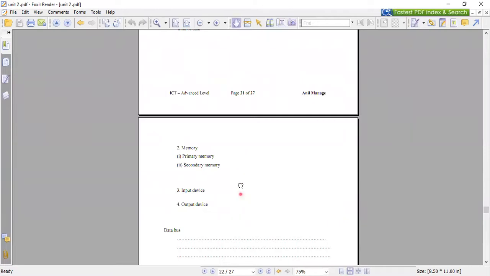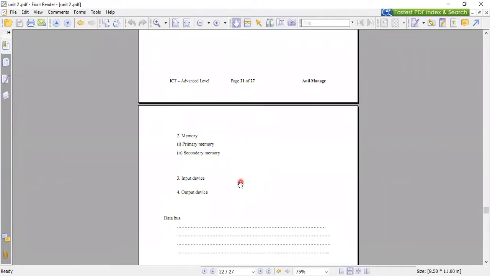Then you have something called memory. Memory can be either primary or secondary memory. Primary memory means the memory that is necessary to run a computer. If you take RAM and all that, we will be discussing it later in this same chapter. Secondary memory means permanent memory that can hold data for a long time. Even if the power goes, nothing will happen. What is inside this secondary memory? We will be discussing them separately.